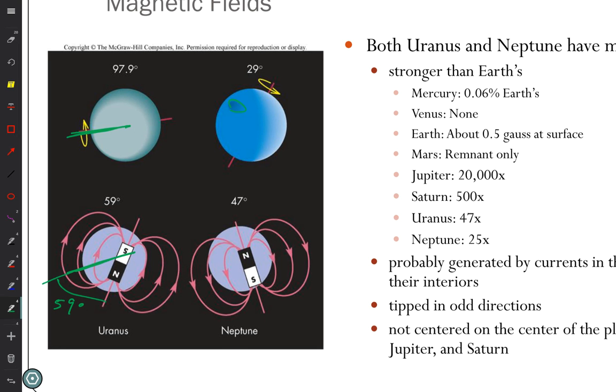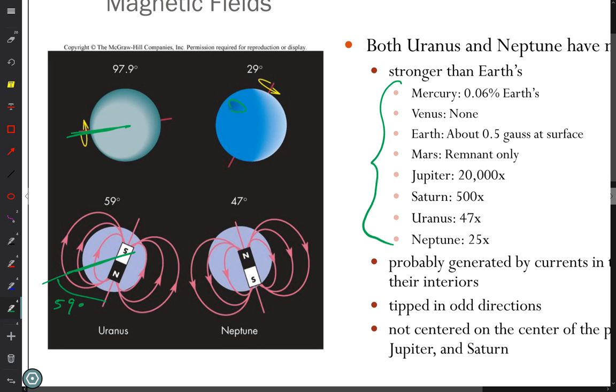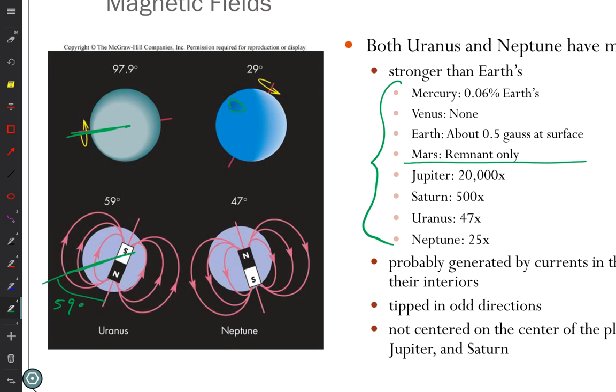So, those are really bizarre. So I've summarized here what we know about the magnetic fields for all of the planets. We've already looked carefully at the things above that line. Mars has remnants only. And then we have Earth with a magnetic field of about 0.5 Gauss. A Gauss is a unit pretty much used for the Earth's magnetic field to make it so it's a room temperature number, roughly speaking. Venus has no magnetic field, and Mercury has a very, very weak magnetic field.